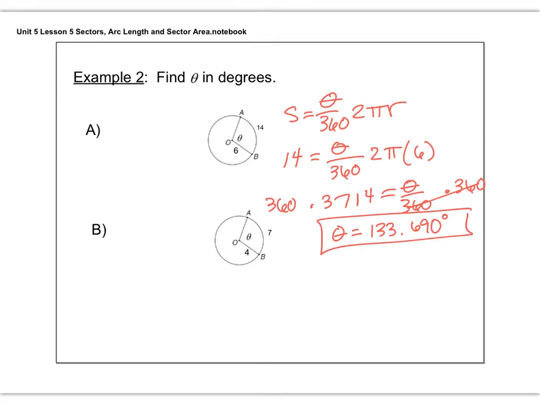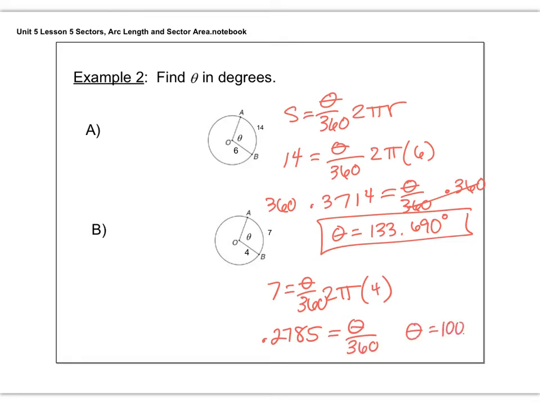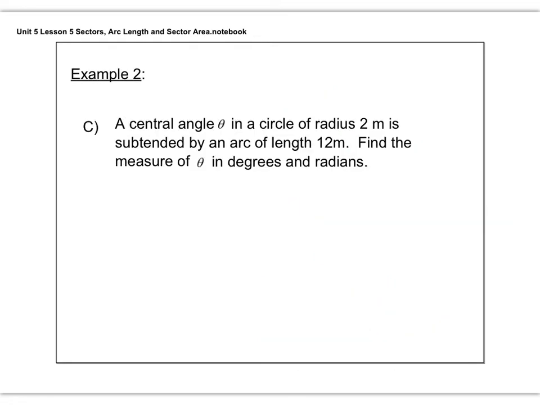Go ahead and try part B. If you did part B correctly, you would set it up 7 equals theta over 360 times 2 times pi times 4. Take 7 and divide it by 8 pi, and you should get 2.2785 equals theta over 360. Multiply both sides by 360, and theta comes out to be 100.268 degrees.